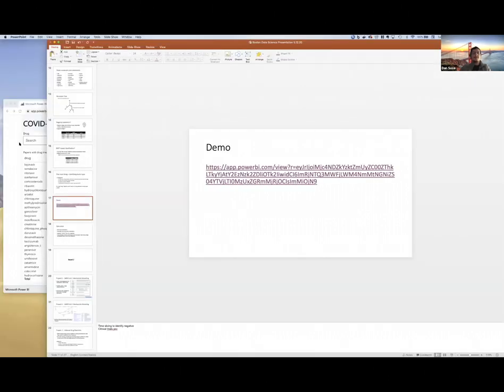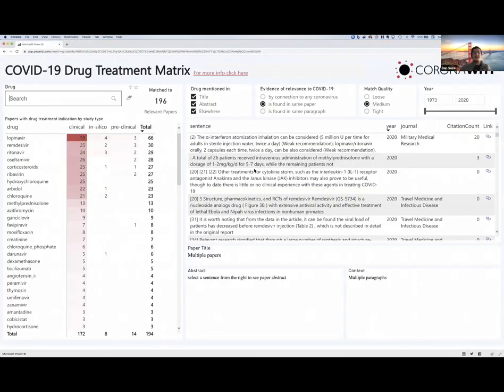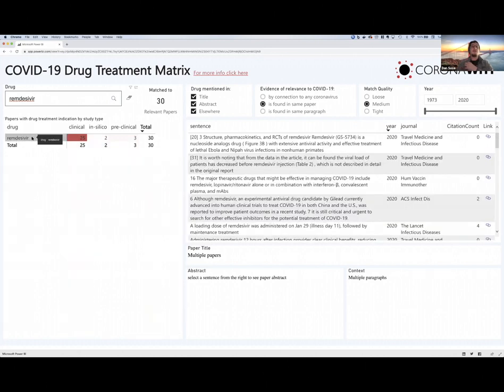So let me go to a quick demo of what we created. This is the dashboard that we created using Power BI, a Microsoft data visualization product. What it allows you to do is search for a specific drug. So let's say we're interested in remdesivir. We see remdesivir and the number of studies where remdesivir is mentioned as a treatment.